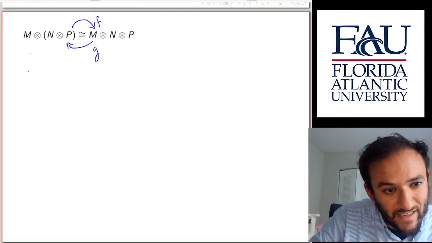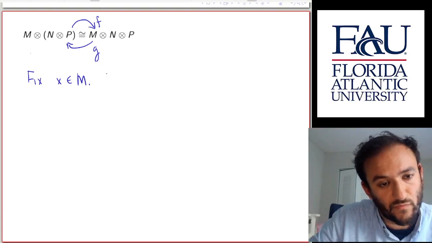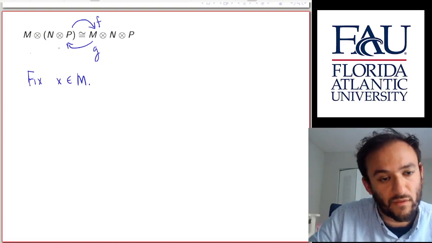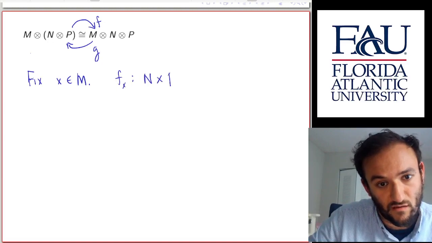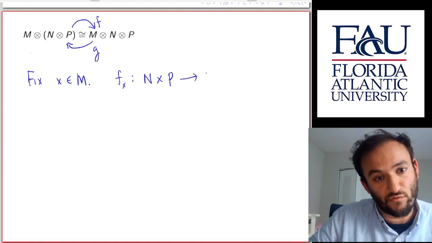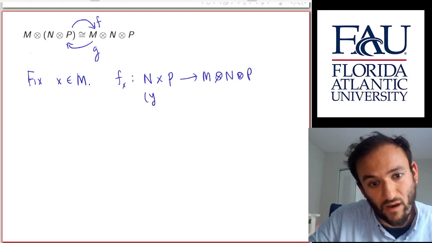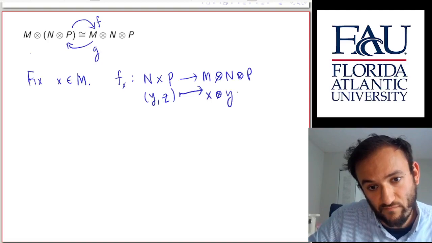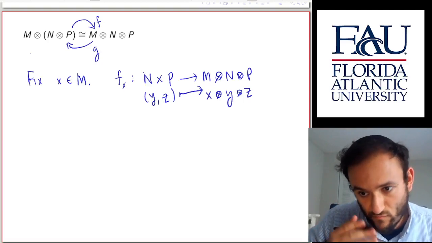We're going to start by fixing an x in M. And we're going to define the map from N cross P. So take f x from N cross P and map that to M tensor N tensor P, sending (y, z) to x tensor y tensor z. Okay, here y and z can be any elements in N and P, but x is fixed. All right, it's indexed by the map.